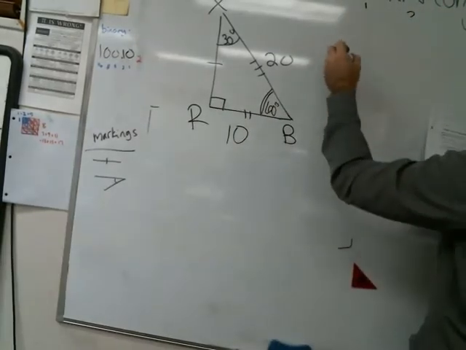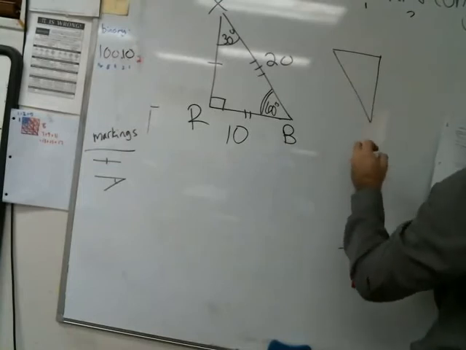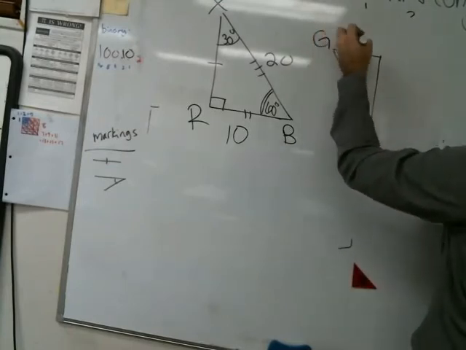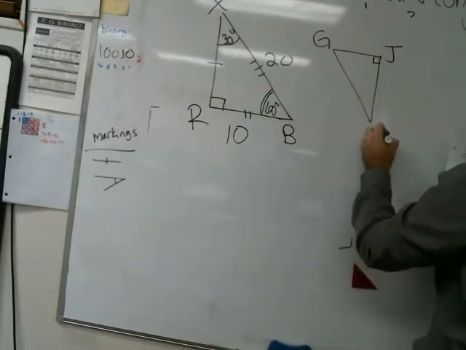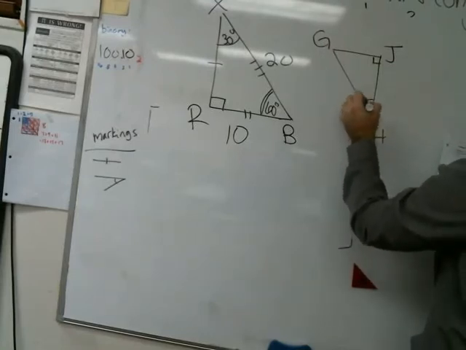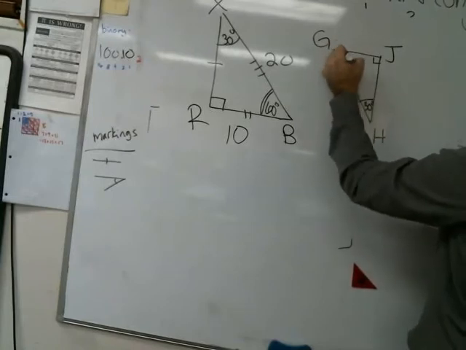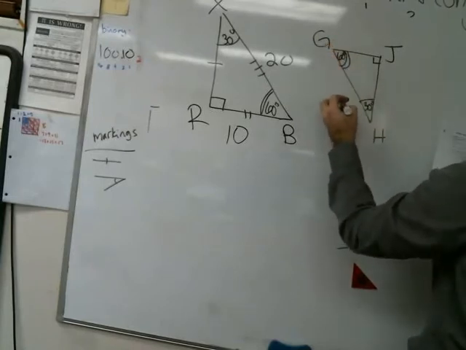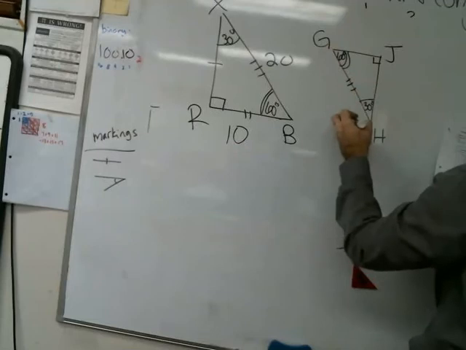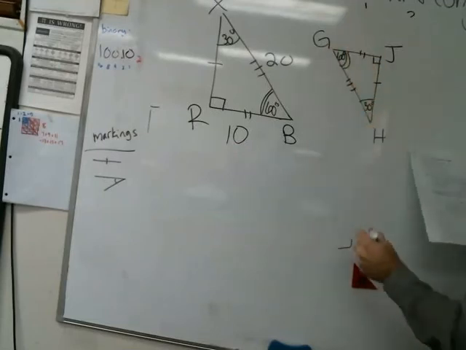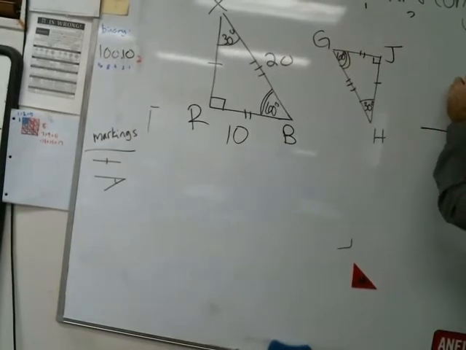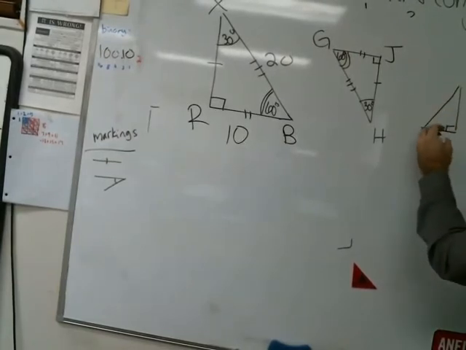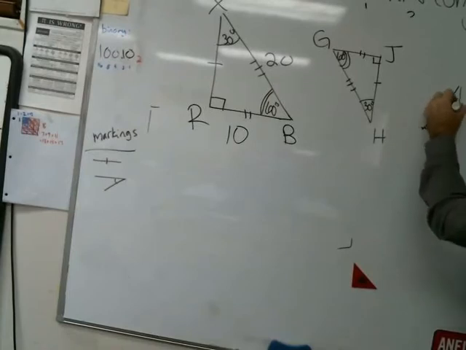And then they got another one here that's oriented differently, and it's not the same size. It's G and J and H. This is a 30-degree angle. This is the 60-degree angle. This is side 3. This is side 2. This is side 1. And they got a third one, which is even smaller. But they're telling me that all the sides and angles correspond with each other.